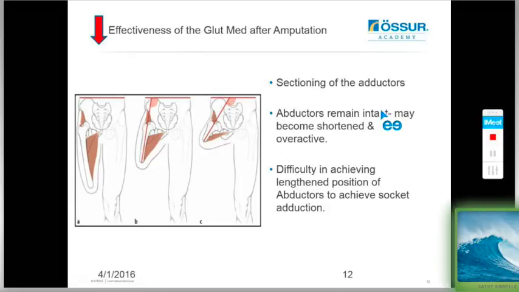Also decreasing the effectiveness of the glute med after amputation is the sectioning of the adductors. This means that the abductors are able to pull more strongly into abduction. The adductors are not wanting to work as much because they've been sectioned. And we have difficulty in achieving that nice adducted position within the socket and a lengthened position for the glute med to work in.